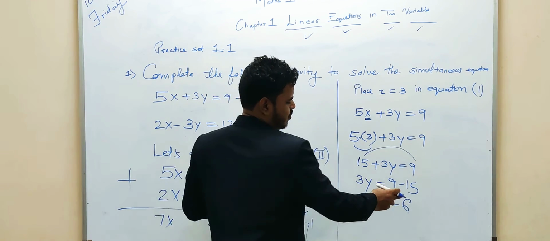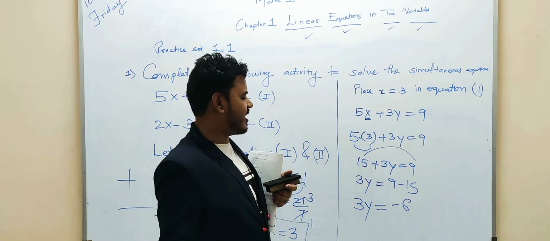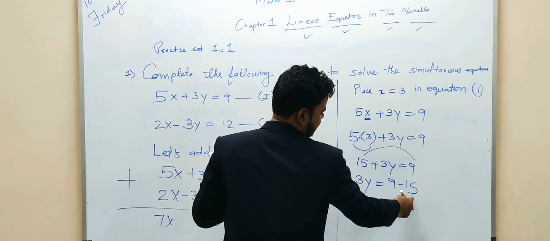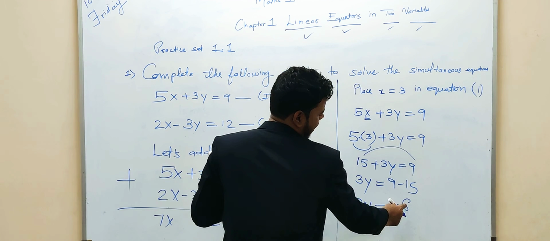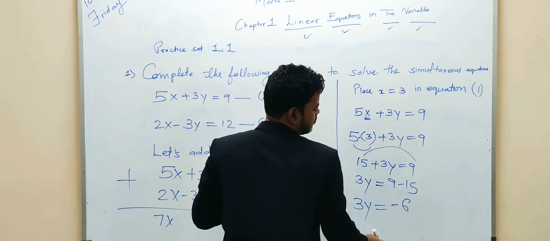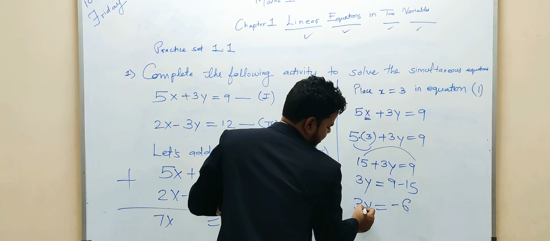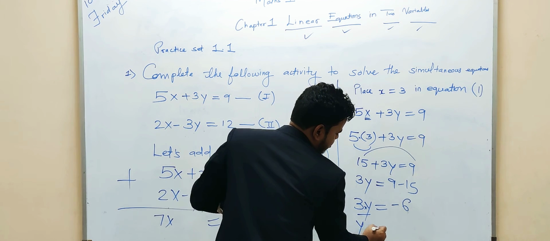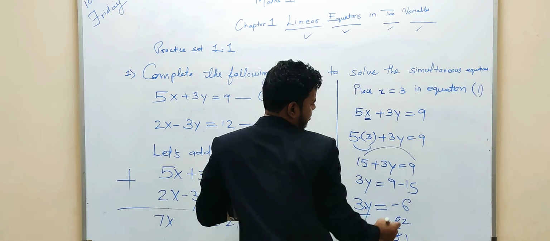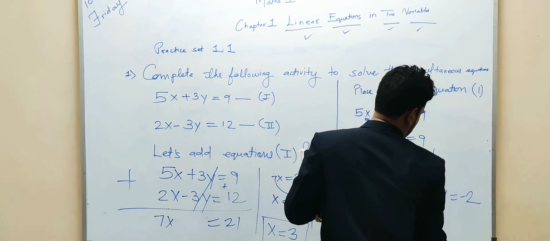There is an addition and subtraction rule: if two numbers are of opposite sign, we do subtraction and give the sign of the bigger number. Here one is plus and one is minus, so we subtract, and the answer is 6. The greater number is 15, not 9, so it carries the negative sign. So this is negative 6. And 3y, where 3 is in multiplication, so y is equal to minus 6 upon 3. 3 twos are 6. So we can write y is equal to minus 2.